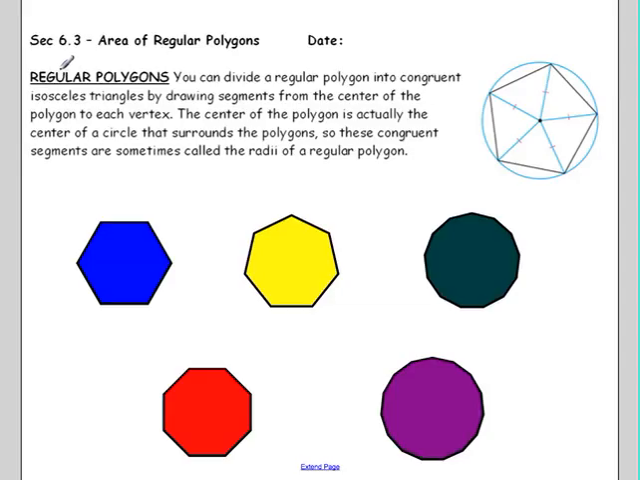What you can do is divide a regular polygon into congruent isosceles triangles. Basically you draw segments from the center of the polygon to each vertex. So from here you draw to each of the vertices, just like so. The center of the polygon is actually the center of a circle that surrounds the polygon. So these are like radii. These congruent segments are sometimes called the radii of the regular polygon. So each one of these is the same length. That only happens because, again, it's a regular polygon.